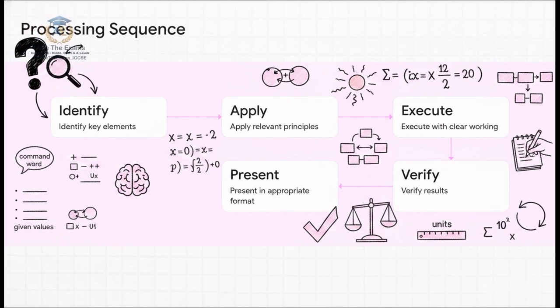Step 3, and this is massive, execute your analysis with clear working. This means writing down your formulas, showing your step-by-step substitutions, and structuring your sentences logically so the examiner can follow your brain. Step 4, verify your results. Does your answer actually make logical sense? Did your calculation accidentally prove that the sun is producing fission instead of fusion? If it did, you need to go back and fix it right now.